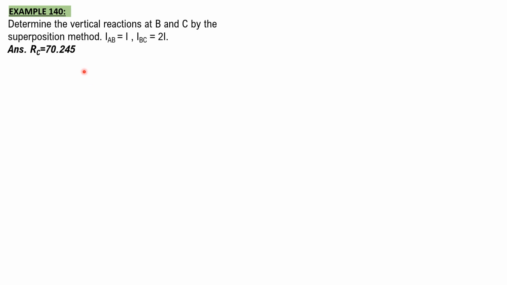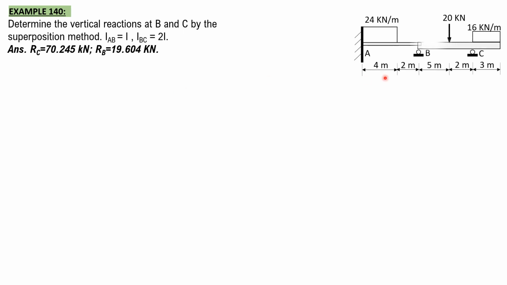Sample 140 on superposition. Determine the vertical reactions at B and C by the superposition method. Moment of inertia of portion AB is I, and for portion BC it's 2I. So here's the given figure.